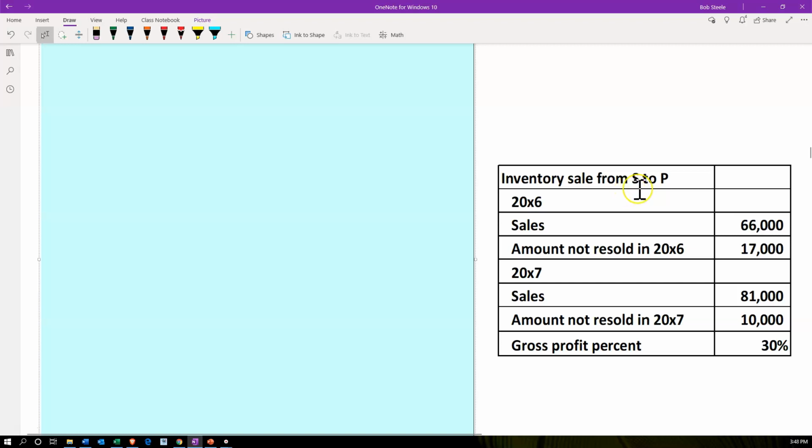Inventory sale from S to P. So it's going from S to P. That's subsidiary to parent, upstream transactions. Prior year, 2000X6, prior to the consolidation, we had the sales of the 66,000 and the amount not yet resold, which is going to be the 17,000. And then the current year activity, we have the sales of the 81,000 and the amount not resold in ending inventory of the 10,000 here.